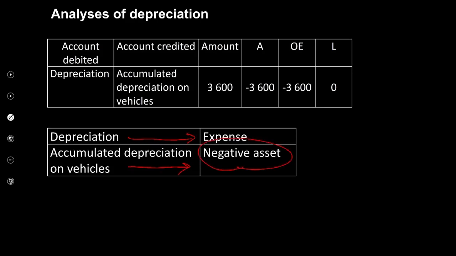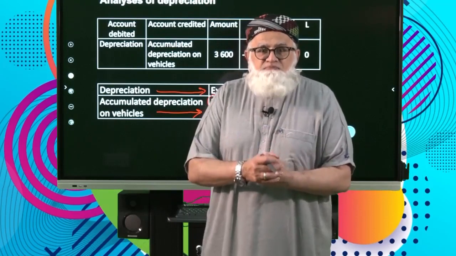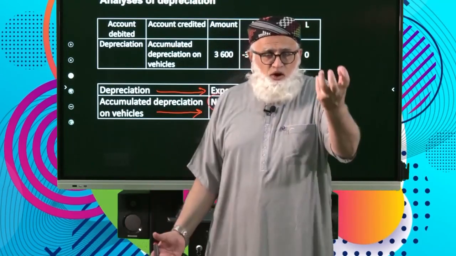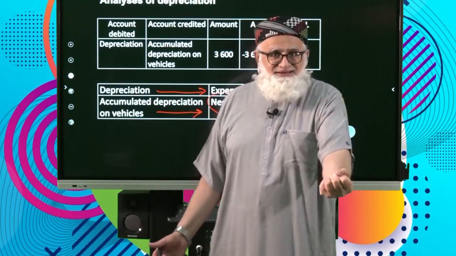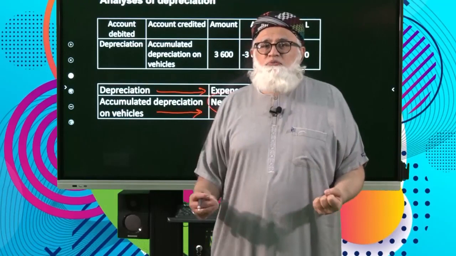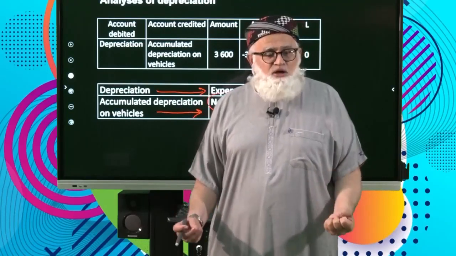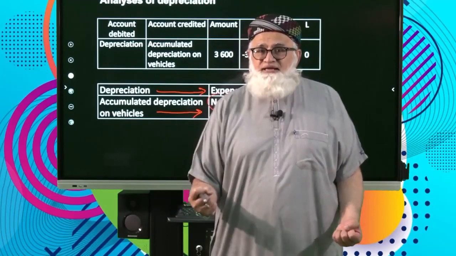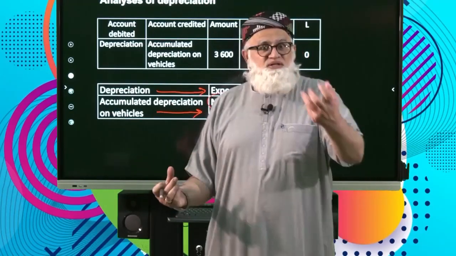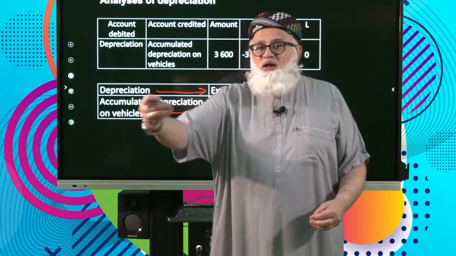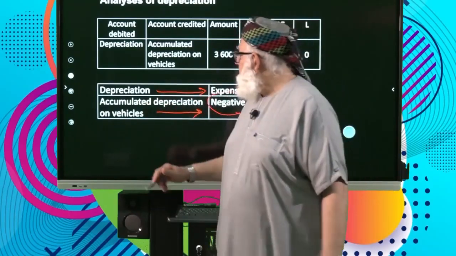Allow me to explain a negative asset one more time to you. A negative asset means every asset has two components. Original cost, which was 100,000, is the cost price. To date, accumulated depreciation, 60,000, that's the part of the asset that you've utilized already. So that's a negative asset. What's its carrying value? Cost price minus accumulated depreciation will give you carrying value.